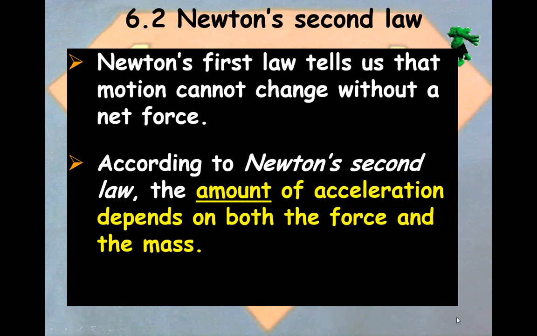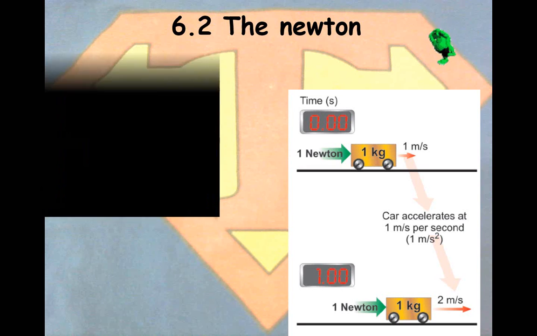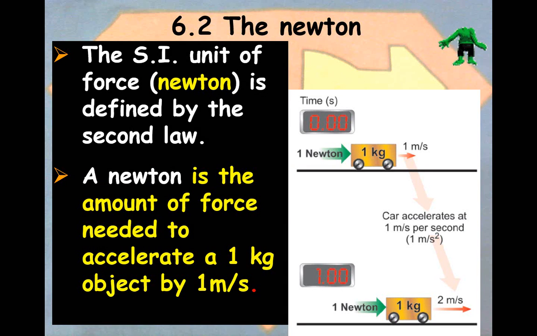So, Newton's first law says that things aren't going to change unless you do something about that. But now we're talking about Newton's second law. Newton's second law says the amount of acceleration depends on both the force and the mass. The SI unit of force is a Newton, defined by the second law. A Newton is an amount of force to accelerate or move a 1 kilogram object by 1 meter per second.